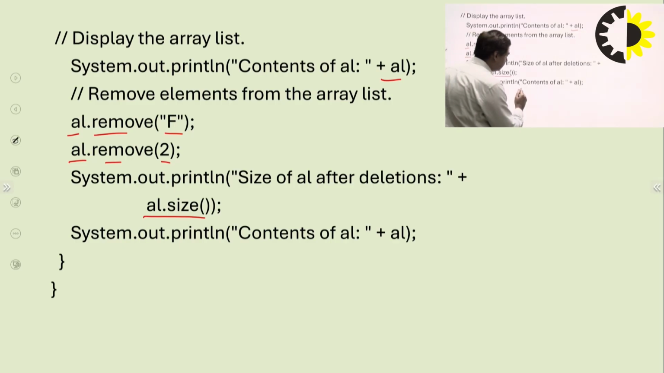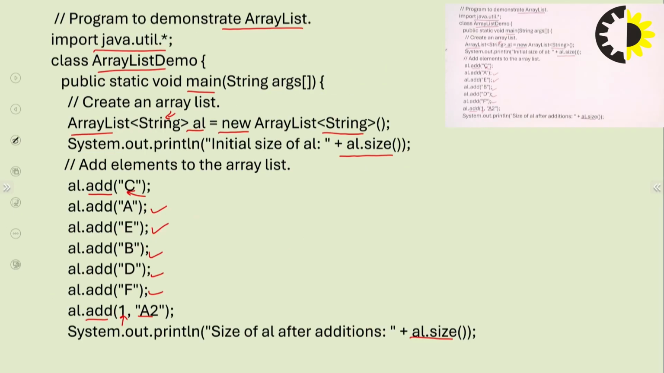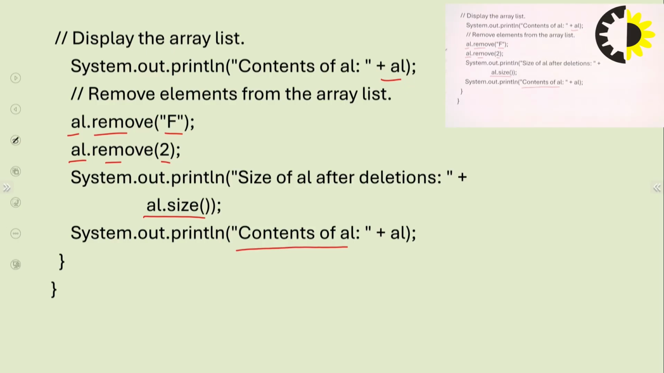Then finally, we are displaying the contents of AL. So, this is the program that I explained. It is a very simple program, a very good demonstration of array list, in which we have created the array list with no initial size, and we have added 7 elements C, A, E, B, D, F and A2 at the index number 1. Then we are displaying the content as well as the size of the array list. Then we have removed 2 elements, F and A2. Again we are displaying the size and again we are displaying the content.